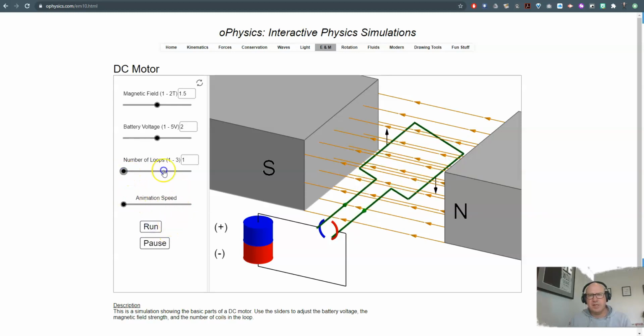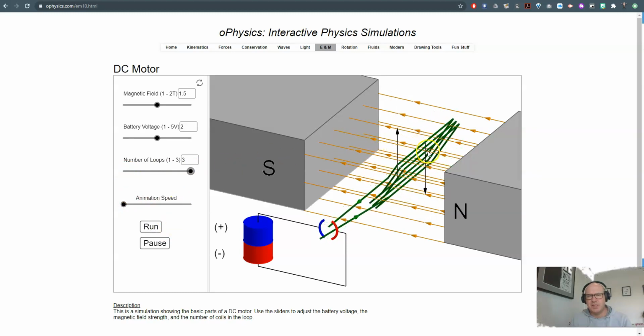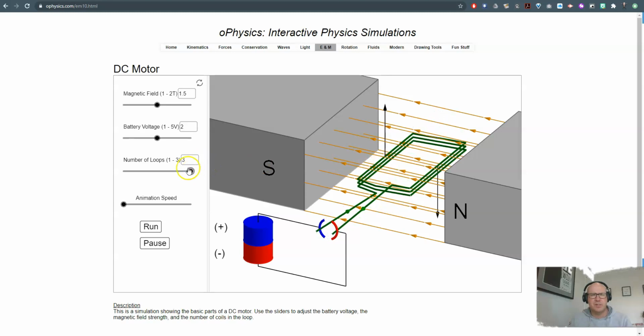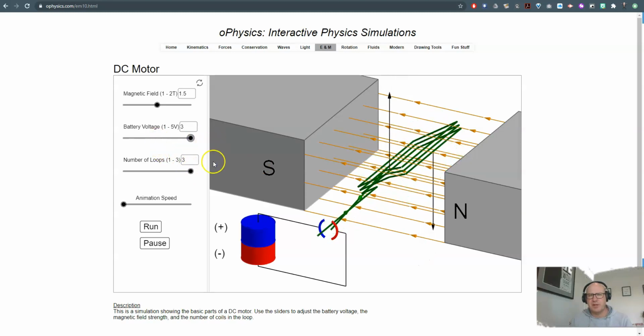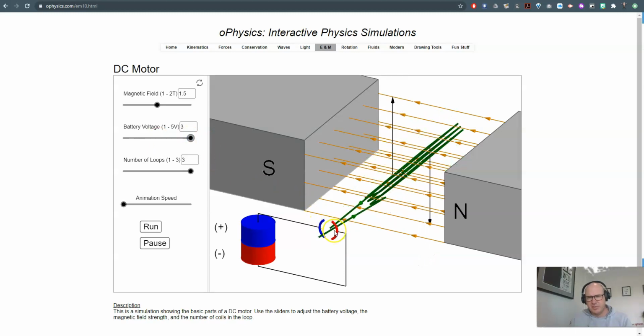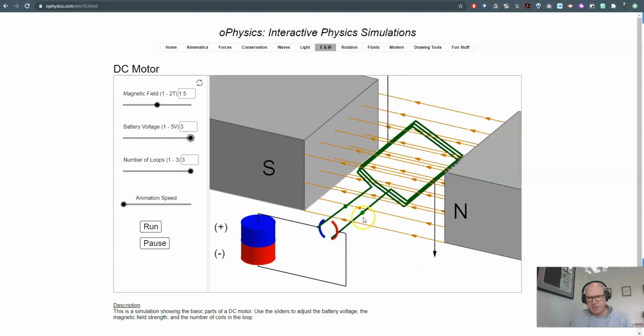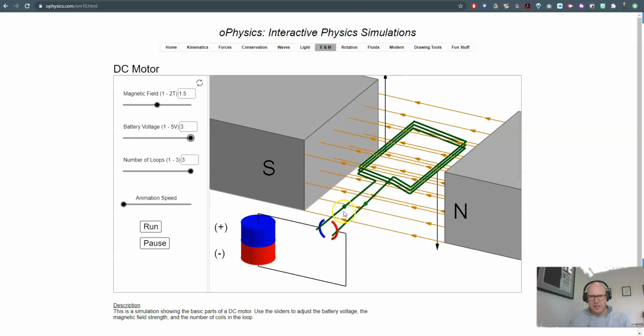And to make it go faster, I could increase the number of loops. So basically, each one of these gets the force F, so I've now got 3 times the force. I could increase the current, which is increasing the battery voltage, will make the current go higher. Can you see how the wires make the current swap direction? So this one's going towards me, and then it's now going away from me, okay?